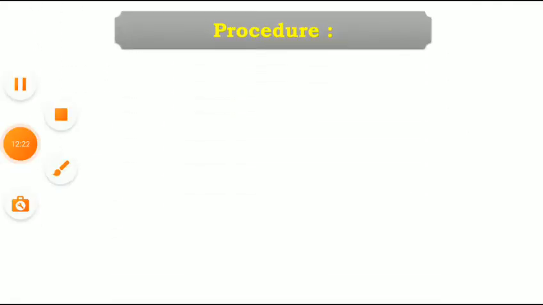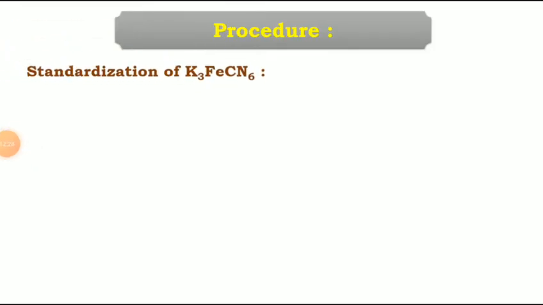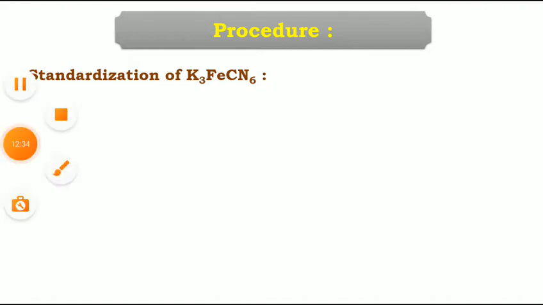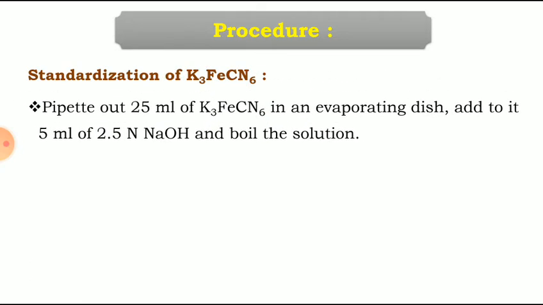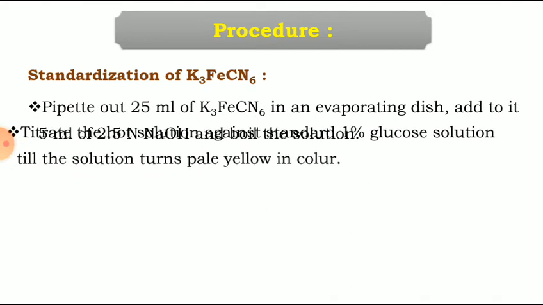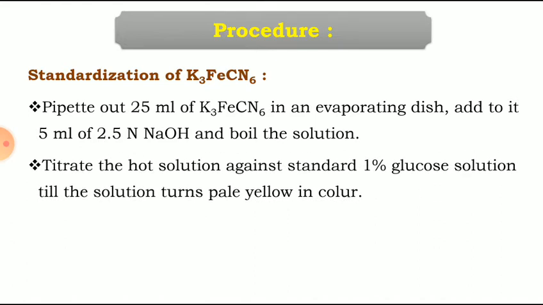Now we will see the procedure. First part of this Colles ferricyanide method is the standardization of K3Fe(CN)6, that is potassium ferricyanide. For that, we have to pipette out 25 ml of K3Fe(CN)6 in an evaporating dish. Add to it 5 ml of 2.5 normal sodium hydroxide and boil the solution. Titrate the hot solution against standard 1% glucose solution till the solution turns pale yellow in color.